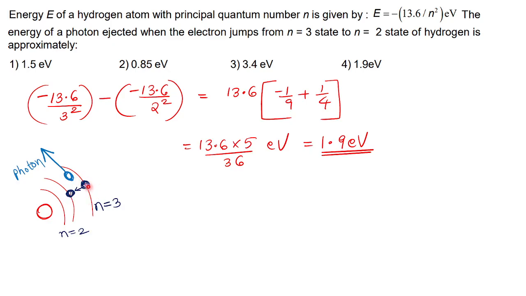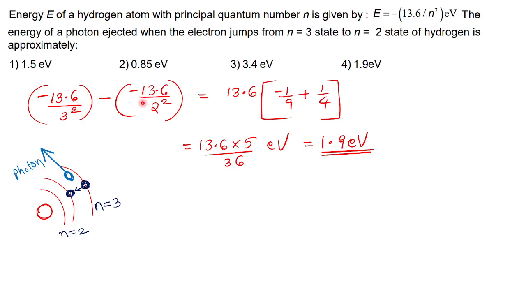So when n equal to 3, what is the energy of the electron? Minus 13.6 by 3 square. And when n equal to 2, the electron has the energy minus 13.6 by 2 square. You simply take the energy difference. That energy difference is the energy of the photon.